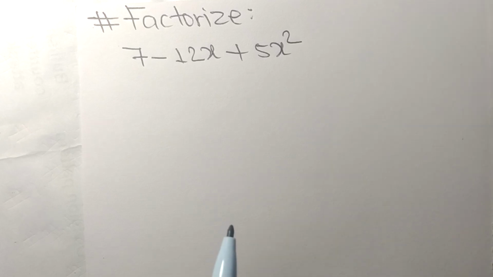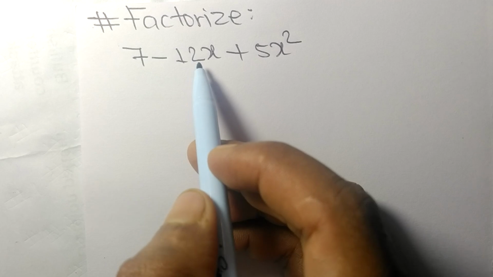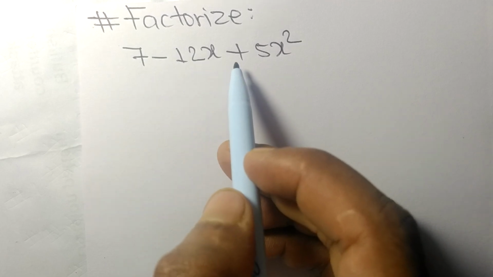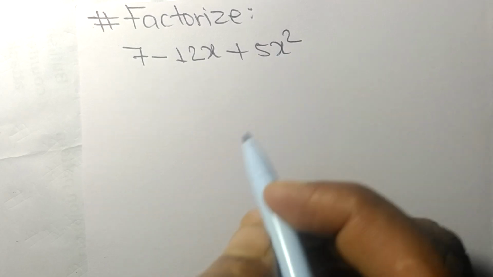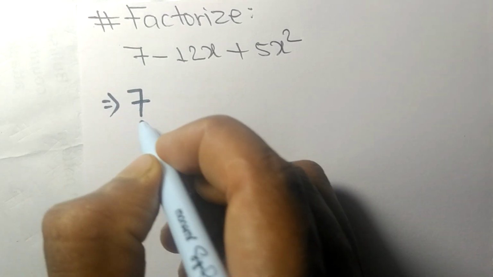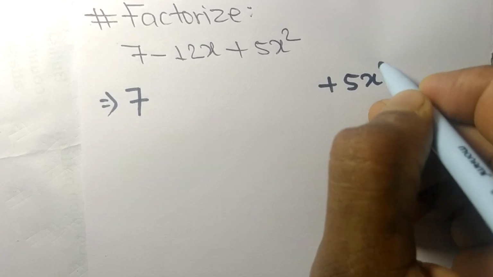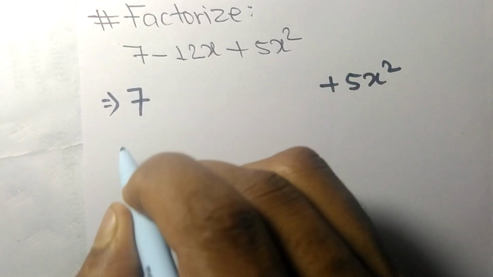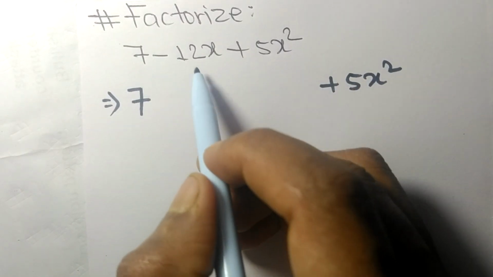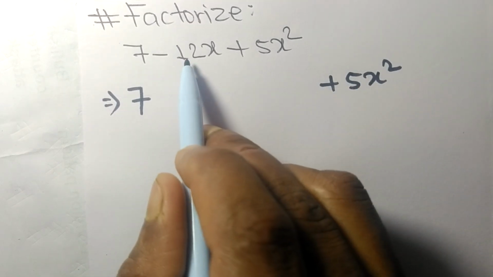So today in this video we shall factorize 7 minus 12x plus 5x square. So here the first expression 7 and the last expression plus 5x square both are the same. So now we separate 12 into two parts. So 7 plus 5 means 12.